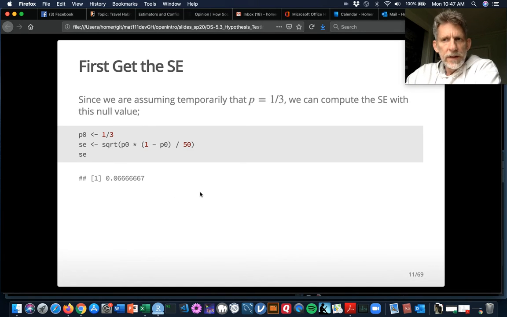Now, we do have this temporary assumption that p is really 1/3. So we can compute the standard error using our formula for standard error for p hat, just plugging in the null value of 1/3. So in R, let's go ahead and set up a little variable p0. That stands for the null value, so it's 1/3. And then we apply our formula for the standard error, which is the square root of the parameter times 1 minus the parameter divided by the sample size of 50. So we're calling that SE. The SE turns out to be 0.067 roughly, about 6.7%.